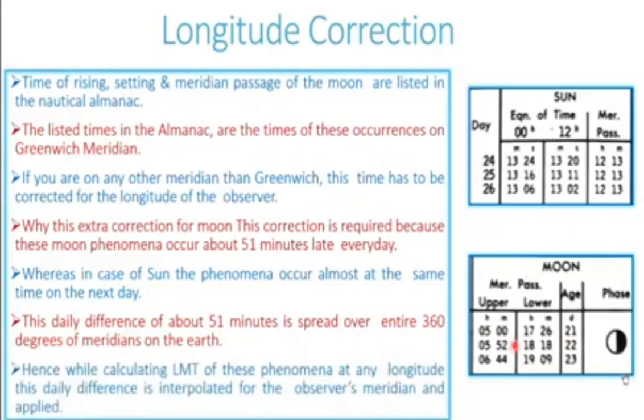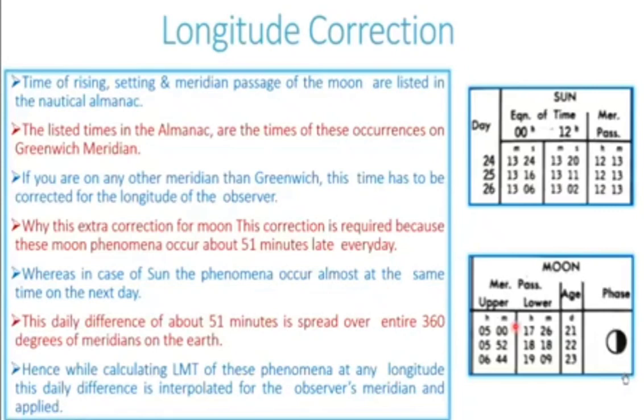Hence, if you are on any other meridian other than Greenwich, while calculating the LMT of these phenomena, this daily difference, in our case the daily difference is 52 minutes, has to be interpolated for the longitude of the observer and it has to be applied to the meridian passage time given for the Greenwich meridian in the almanac.